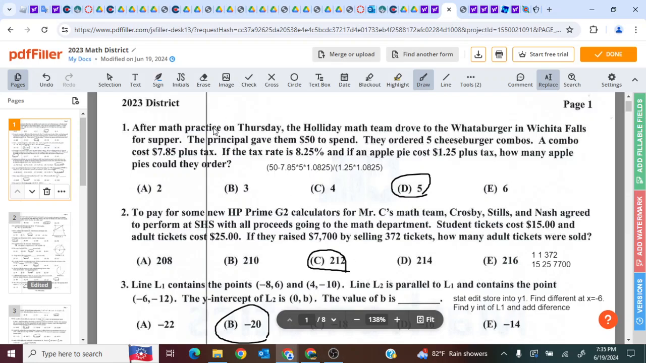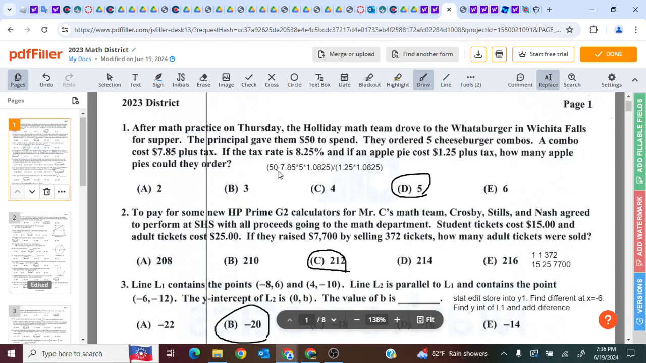Number one, after math practice on Thursday, the math team drove to Whataburger. The principal gave them $50. They ordered 5 cheeseburgers, and it costs 7.85 plus tax. This is the tax rate, and an apple pie costs that much plus tax. How many apple pies could they get?